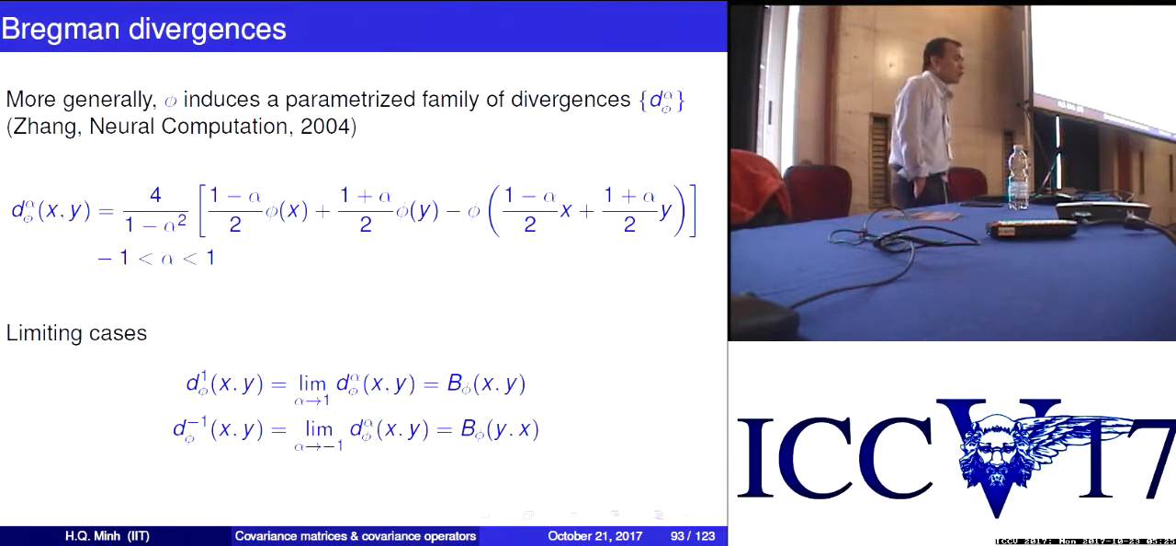Now, in general, we can define a very general family of divergences parameterized by the parameter alpha, given by this formula here. Alpha lies between negative 1 and 1, and it can be generalized to alpha lying outside that range as well, but I won't talk about that. The limiting case, when alpha goes to 1, gives the Bregman divergence of x and y, and when alpha goes to negative 1, we have the Bregman divergence of y and x.